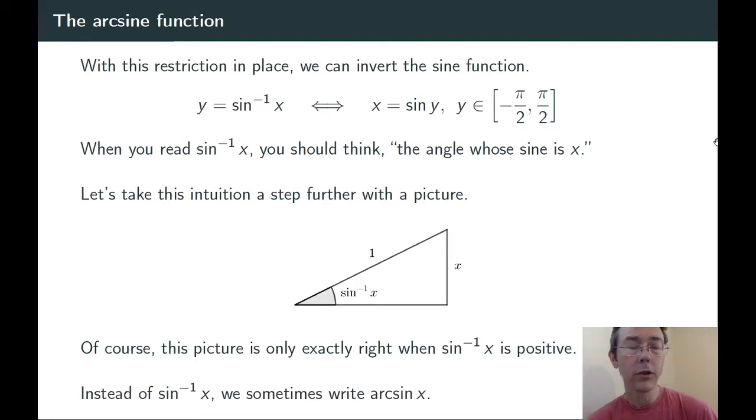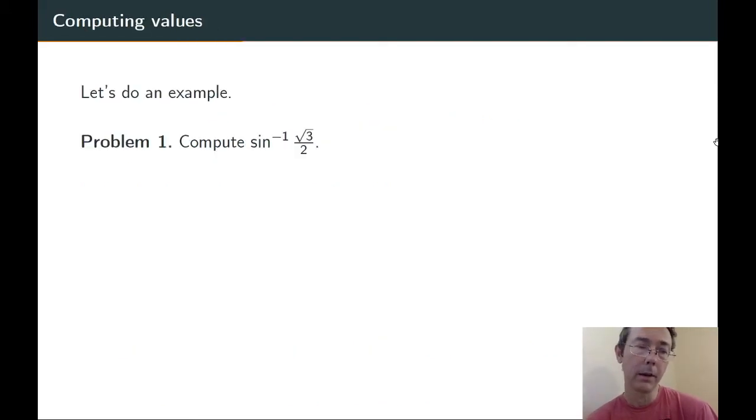One other tiny bit of notation, sometimes instead of sine inverse, we say arcsine. That's pretty common as well. You'll hear me switch back and forth as I speak.